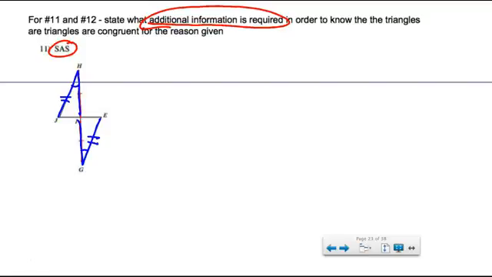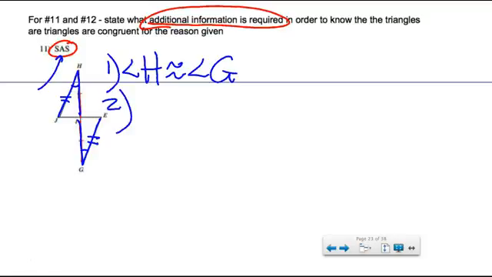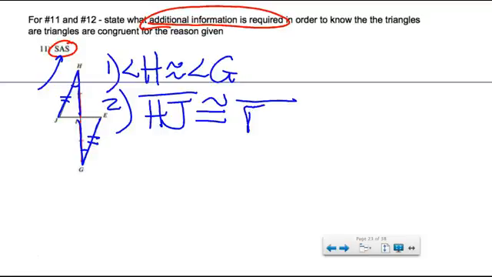So then I would need these marked. So in order for me to use side, angle, side, the additional information I need is number one, I'd need to know that angle H is congruent to angle G. So I have the angle going. And then I need the other adjacent side. So I'd also need to know that side HJ, I'd have to put the bar over it, has to be exactly the same length or congruent to side EG. And then I would be okay by saying these are congruent by side, angle, side.